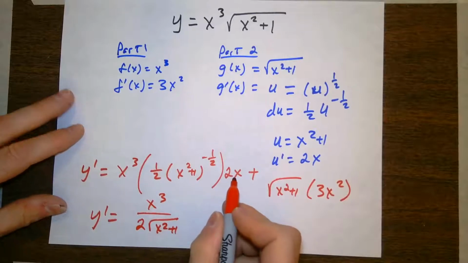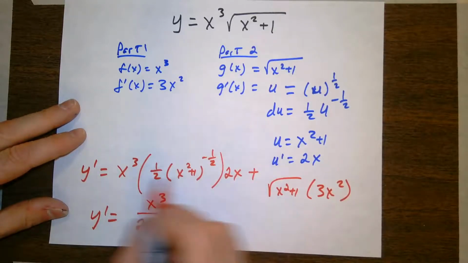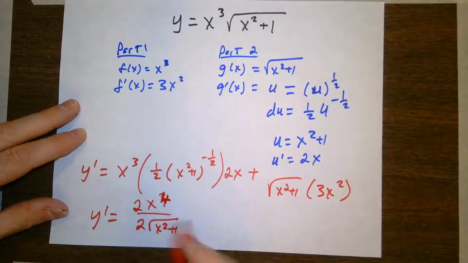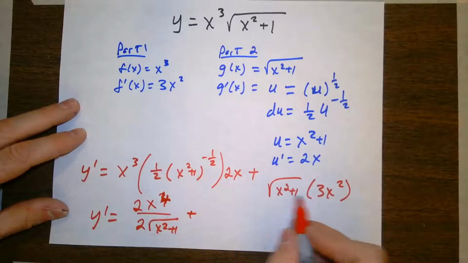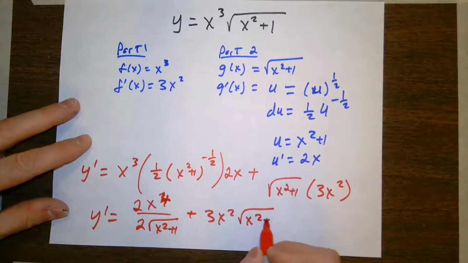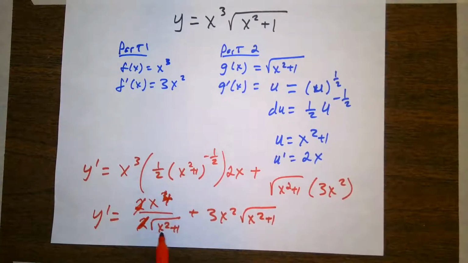Oh, I forgot this 2x, didn't I? The 2x should be out here. So if I bring the 2x over here, that's going to be 2, and x to the 4th. Oh, I can simplify those 2's. Plus, what's this going to be? 3x squared times the square root of x squared plus 1. And I could simplify those 2's there. So x to the 4th over the square root of x squared plus 1, plus 3x squared times the square root of x squared plus 1.